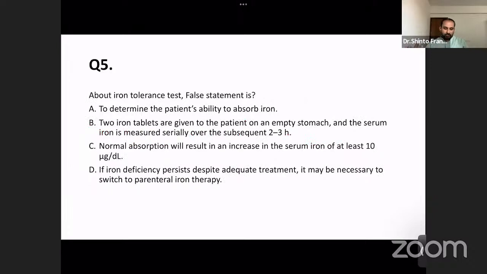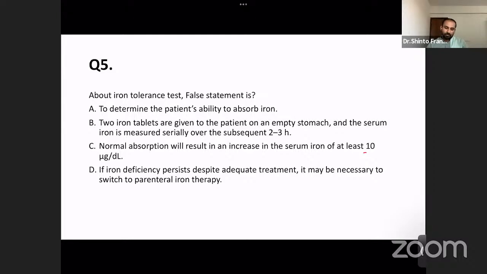Coming to question number 5, it is again about iron tolerance. So what is iron tolerance? A false statement about iron tolerance. The iron tolerance test determines the patient's ability to absorb iron. Two iron tablets are given on an empty stomach and the serum iron is measured serially over the subsequent 2 to 3 hours. Normal absorption will result in an increase in serum iron of at least 10 microgram per deciliter. If iron deficiency persists despite adequate treatment, it may be necessary to switch to parenteral iron therapy.